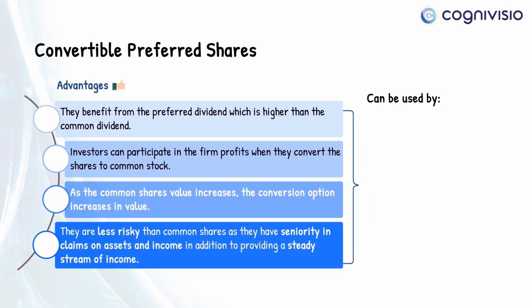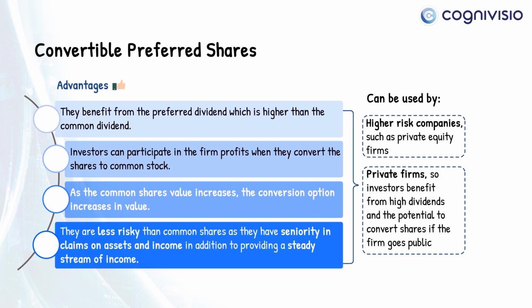Because of their advantages, convertible preferred shares are popular financing options for higher-risk companies, such as private equity firms. They are also being used by private firms, whereby investors benefit from the high dividends and the potential to convert their shares if the firm goes public.